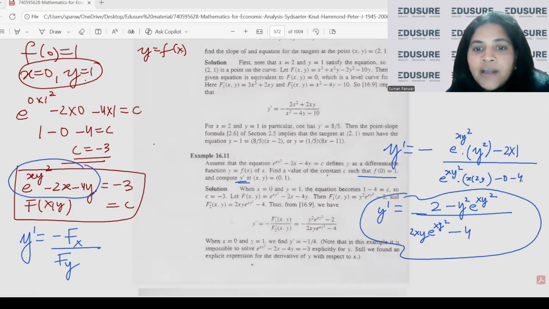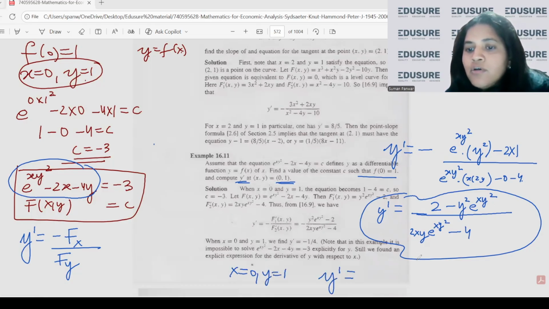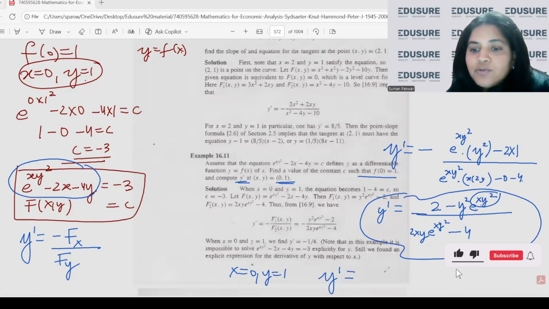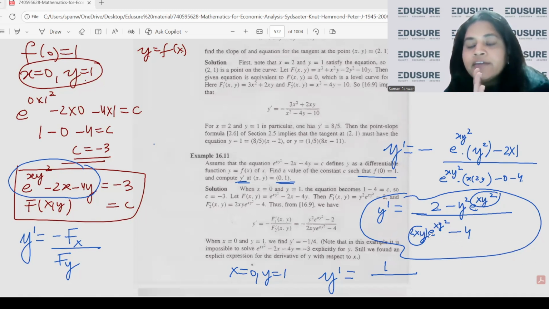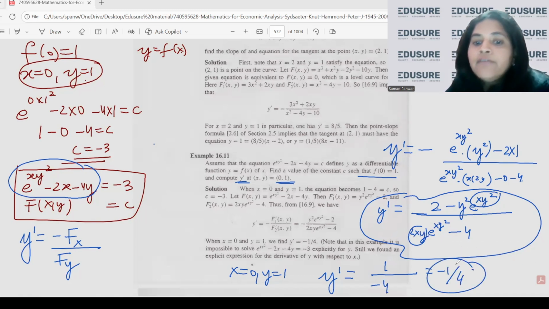And now I want to find out the value of derivative at 0, 1. So put x equals to 0, y equals to 1. So if you put x equals to 0, so this is going to be e power something 0. 0 into something is 0. So 2 minus 1 square into 1, because e power 0 is 1. So 2 minus 1, which is 1. And then this whole thing becomes 0 because 2xy, 2 into 0 into something is 0, minus 4. Okay, so the slope is minus 1 by 4.